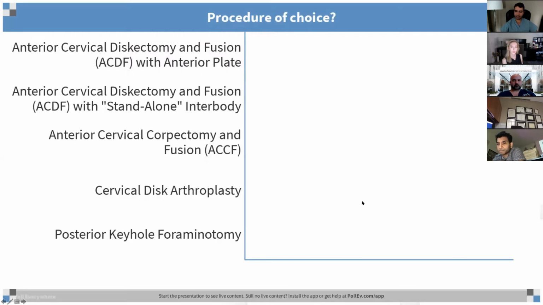So let's say we decided to operate on this patient. These are the options you have. For that soft disc herniation at C5-6, you can potentially do an ACDF with an anterior plate in a gentleman who has neck pain and unilateral radiculopathy. Anterior cervical discectomy and fusion with a standalone interbody, meaning no plate, one of those integrated devices with either shanks or screws that go inside the disc space. How about a corpectomy and fusion, an arthroplasty, or a posterior keyhole foraminotomy?